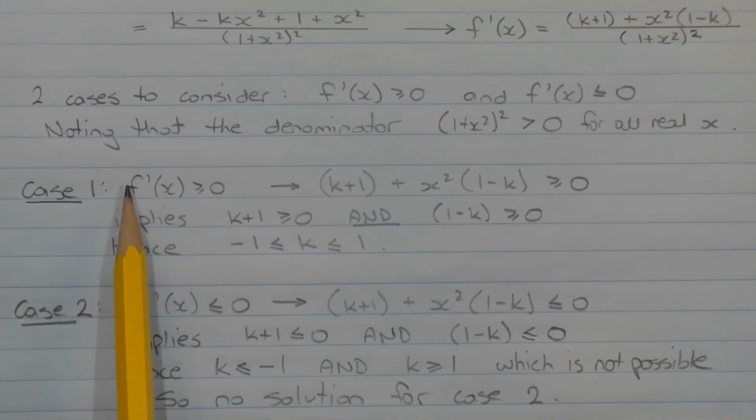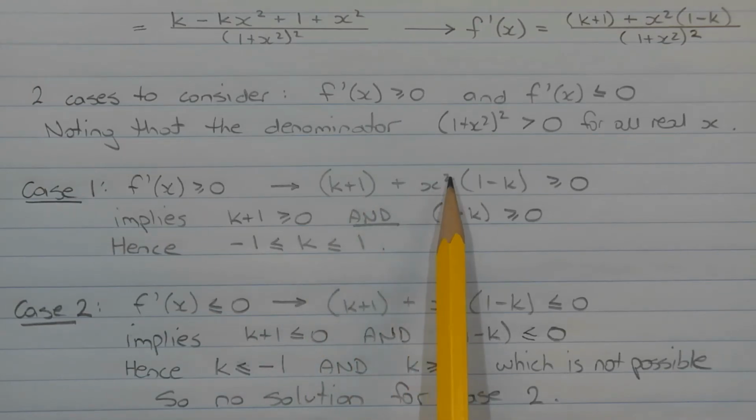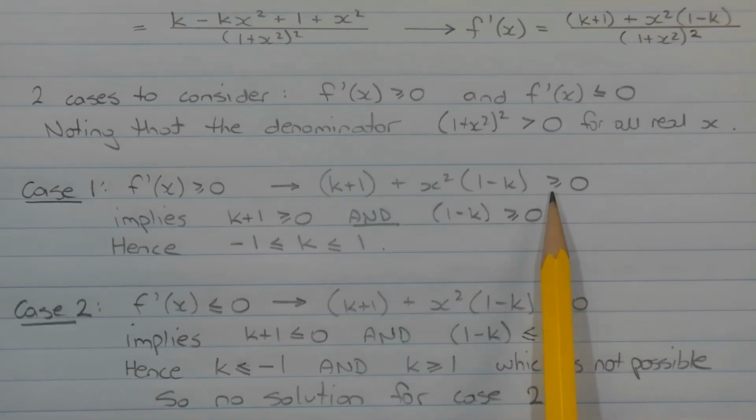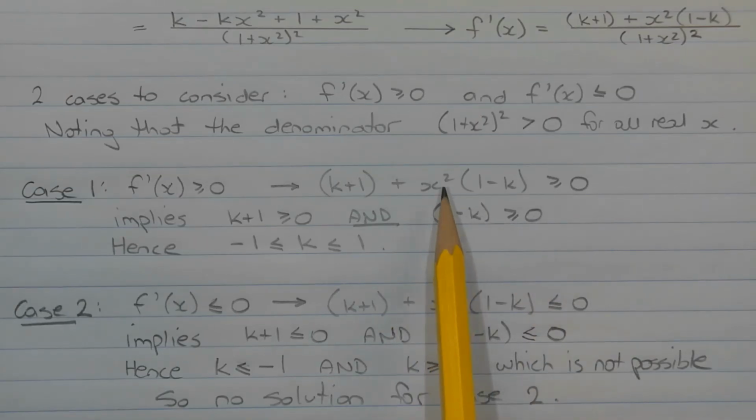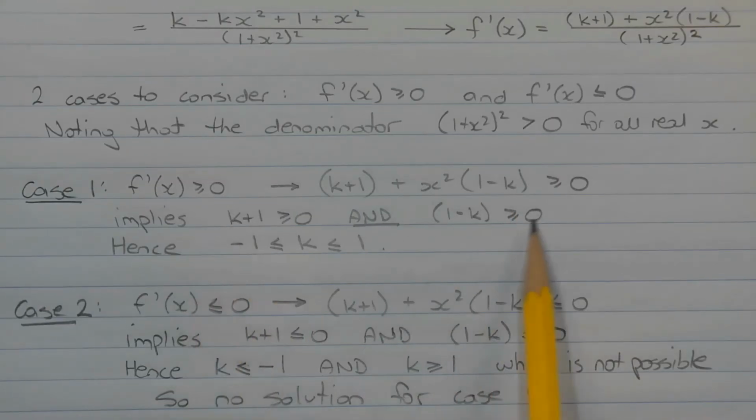Let's consider case 1, f dash of x greater than or equal to 0. We want the numerator, (k plus 1) plus x squared times (1 minus k), to be greater than or equal to 0. Now, x squared is greater than or equal to 0 already, so we want k plus 1 to be greater than or equal to 0 and 1 minus k to be greater than or equal to 0. And I've noted that here, k plus 1 greater than or equal to 0 and 1 minus k greater than or equal to 0. This implies that k must be a value that's greater than or equal to -1 and less than or equal to 1 for both of these conditions to be true simultaneously.